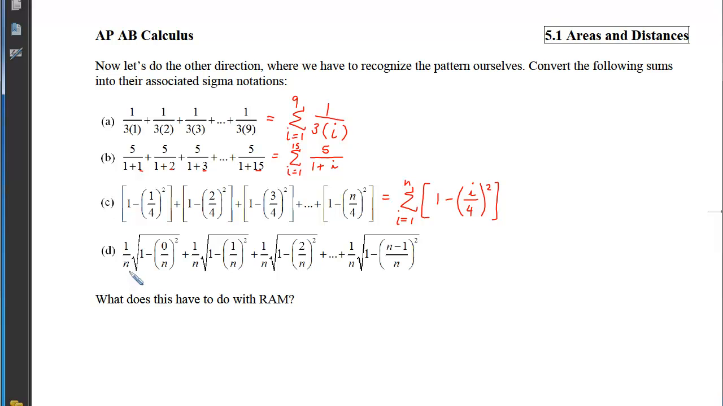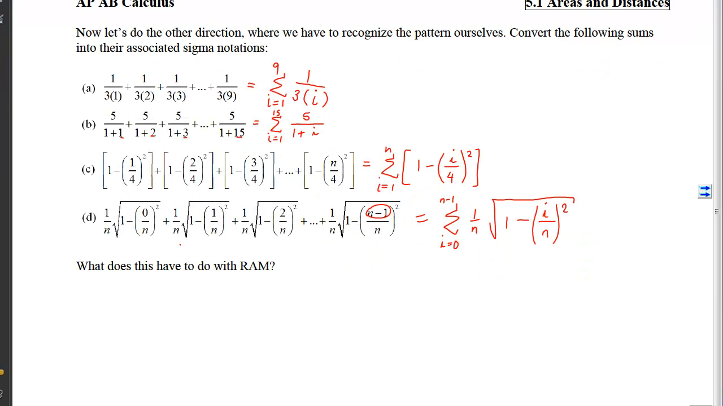If we look at our final one, we see that this 1 over n remains the same with every single thing, as does the square root, as does the 1 and the minus, and the parenthesis squared, and as does the n on the bottom every single time. Now if we look at what's happening with the top, we start with a 0, then we go to 1, then we go to 2, so we're climbing by integer values. So we can let that be our index and let I start at 0 and then go up to our final thing, which is an n minus 1.